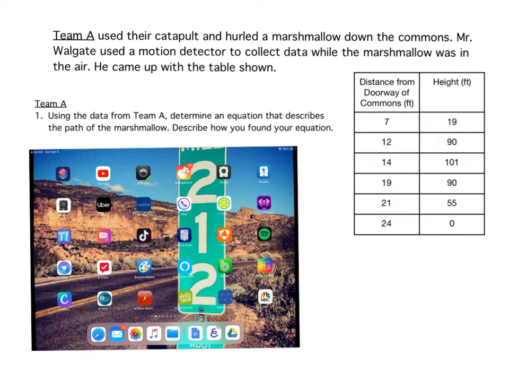So Team A used their catapult and hurled a marshmallow down the commons, and Mr. Walgate used a motion detector to collect the data while the marshmallow was in the air. He came up with this table shown. So our first task is to determine an equation that describes the path of the marshmallow, and then we need to talk about how we found that equation.